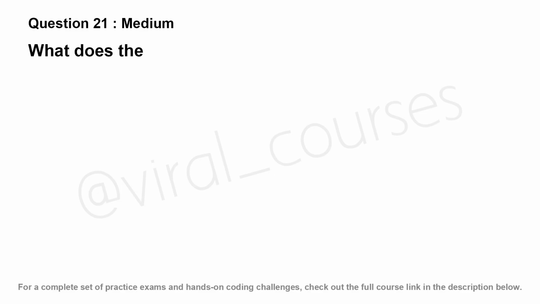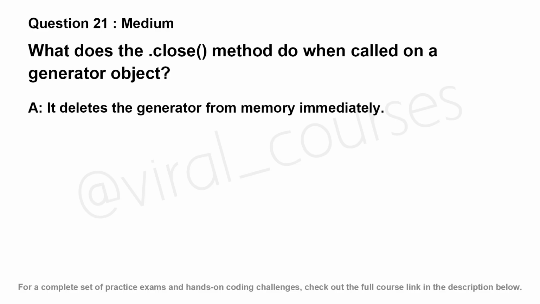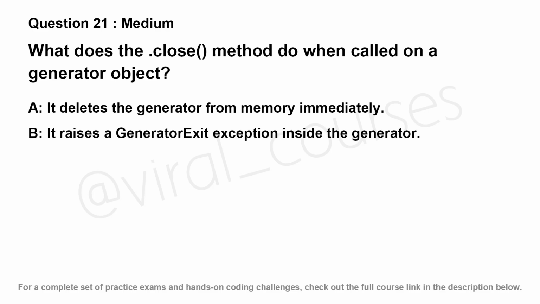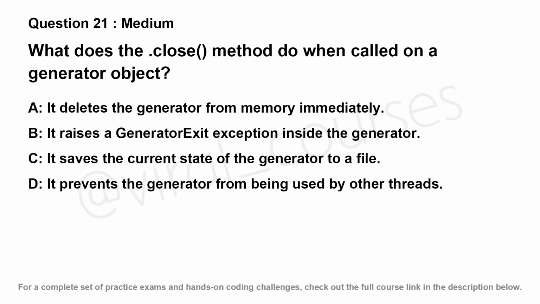What does the close method do when called on a generator object? Option A. It deletes the generator from memory immediately. Option B. It raises a GeneratorExit exception inside the generator. Option C. It saves the current state of the generator to a file. Option D. It prevents the generator from being used by other threads.